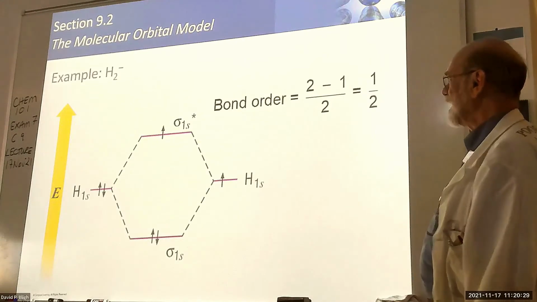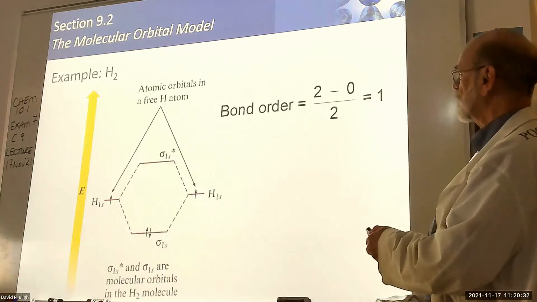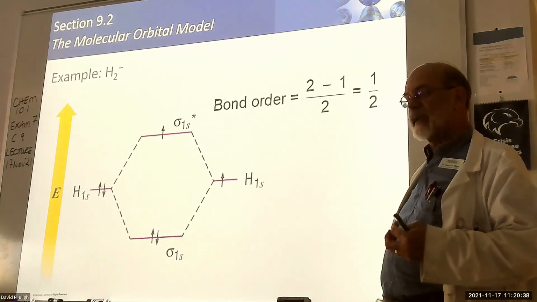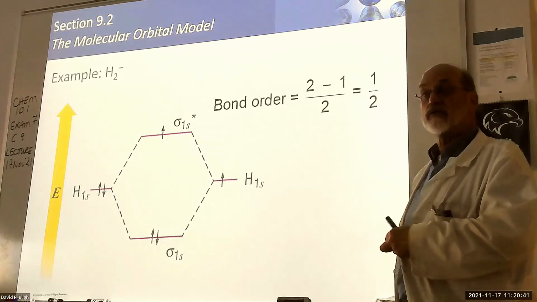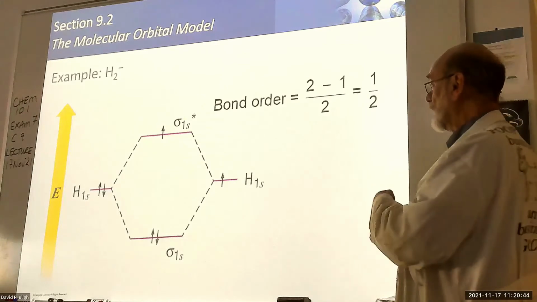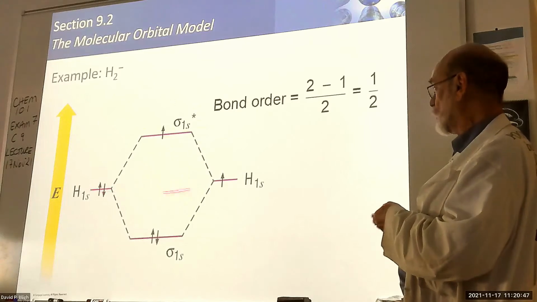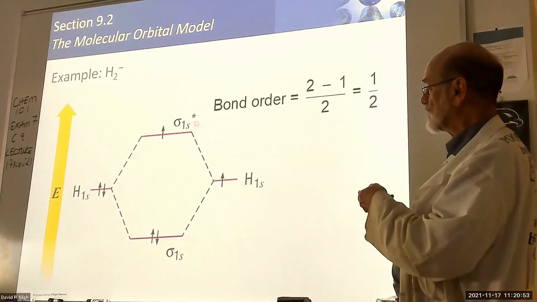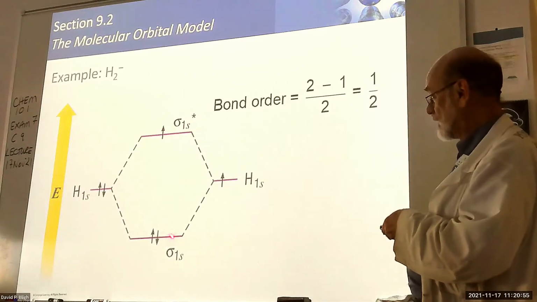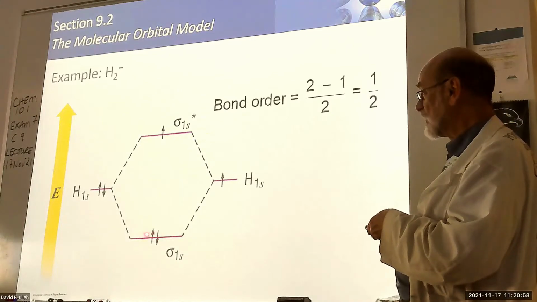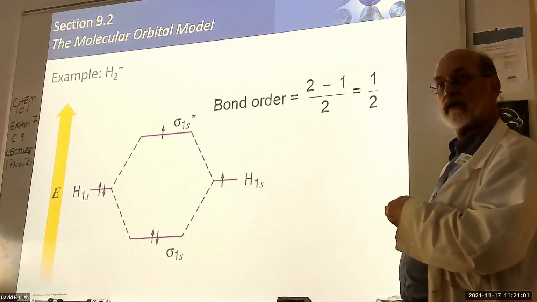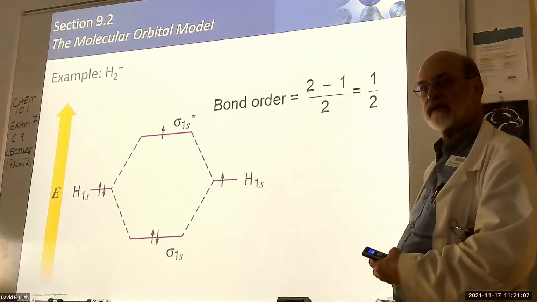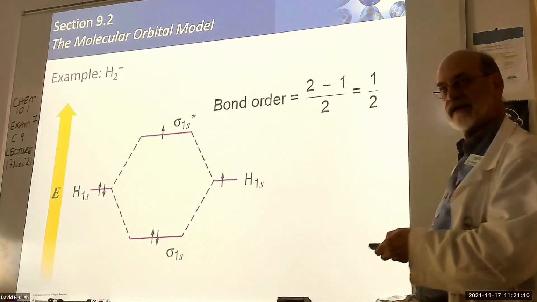Okay, what if we form an ion from H2? We add an electron to it. What would that do to the strength of the bond? Well, now we have 3 electrons. It doesn't matter which ones they come from. We've still got the 1s orbital. The 1s orbital makes the sigma 1s and the sigma star 1s. Now we have 3 electrons, right? 2 of them go here. Now we have to move up to the next highest energy level. 1 of them goes there. So if we do our bond order, 2 minus 1 over 2 is 1/2. We have weakened the bond by making a negative ion.